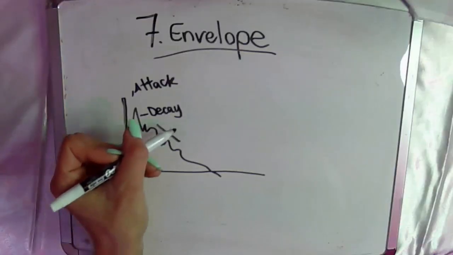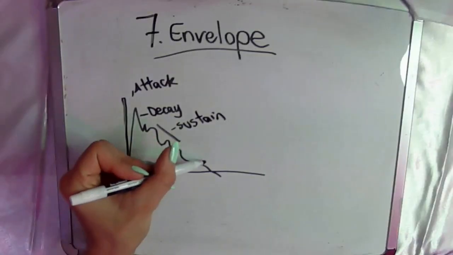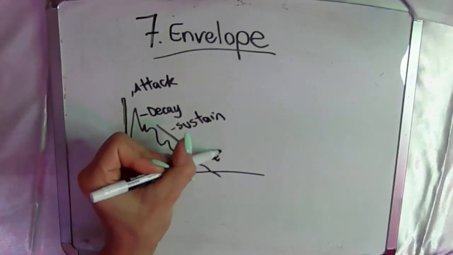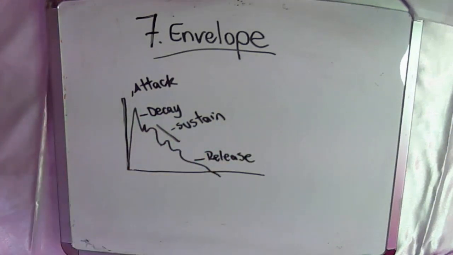Next we have the decay, which is the time between the initial attack reaching its peak and the sustain. The sustain is the held segment of the sound, the time the sound is held for, or the primary resonant portion, which is followed by the release section, which is the time it takes for the sound to disappear after the sustain is completed.